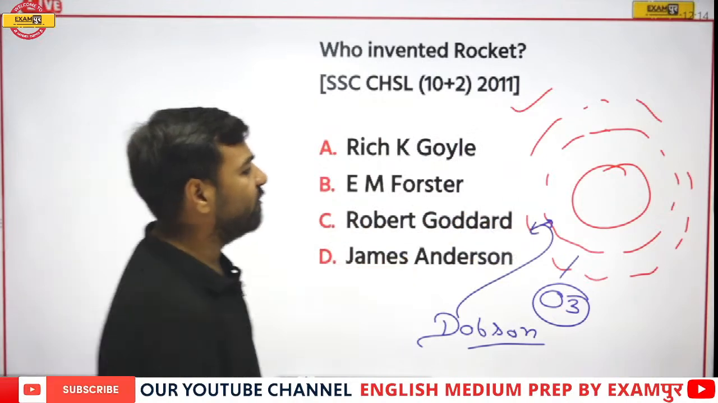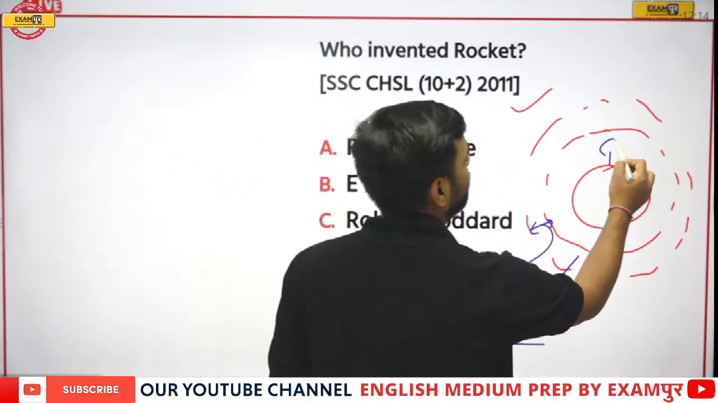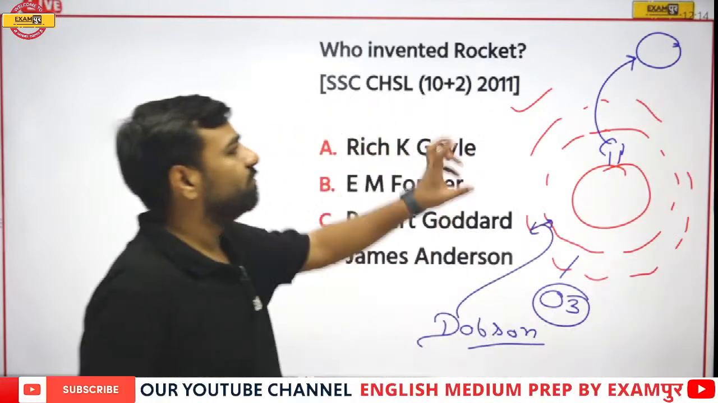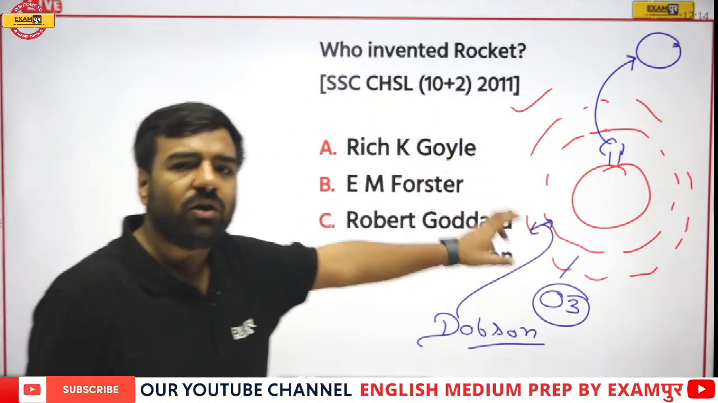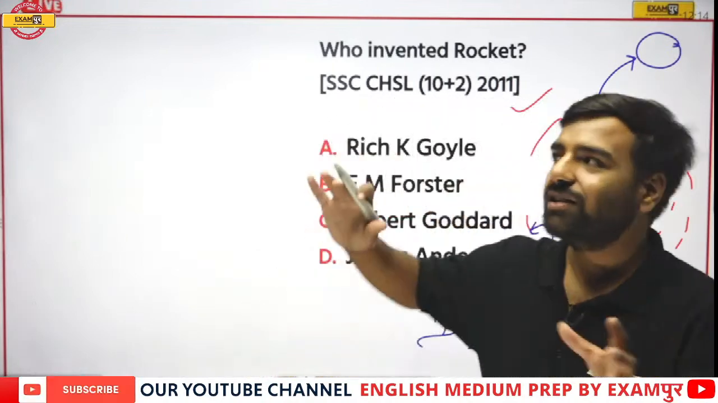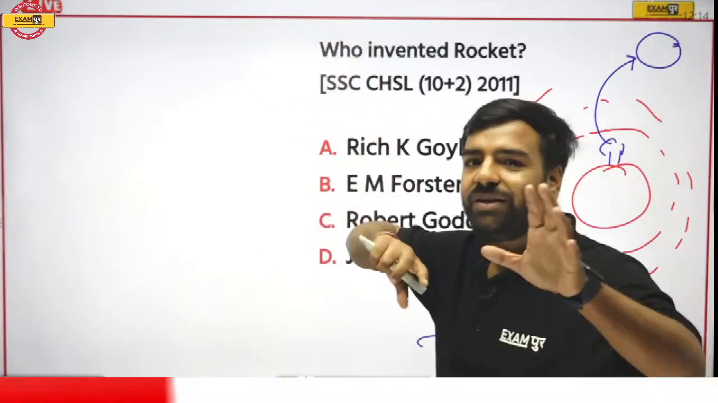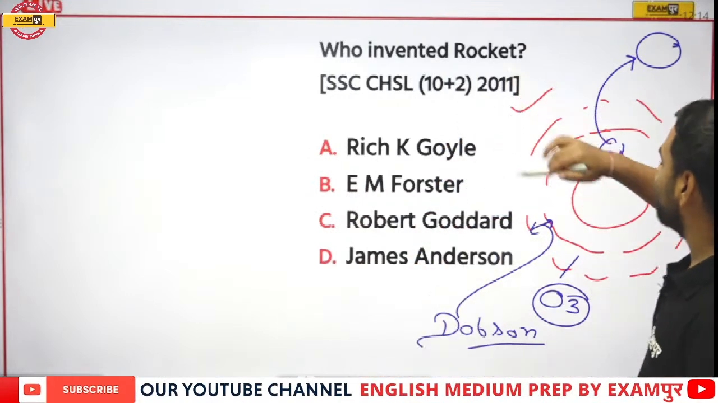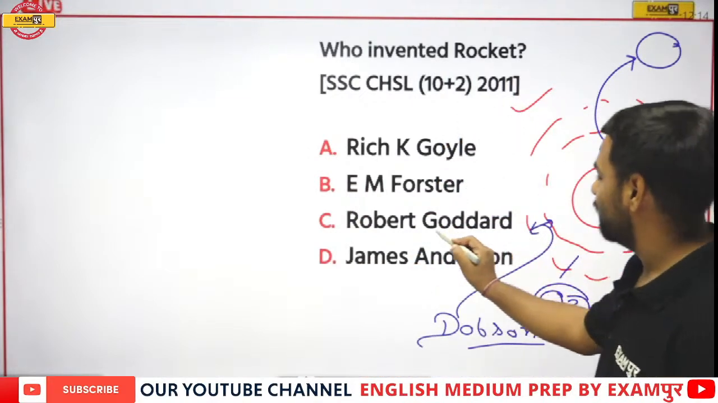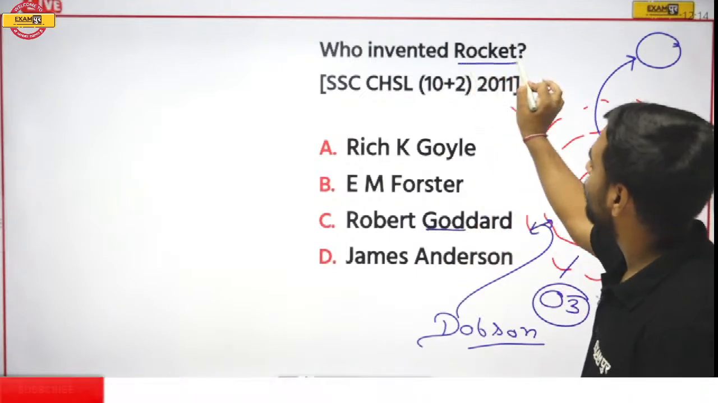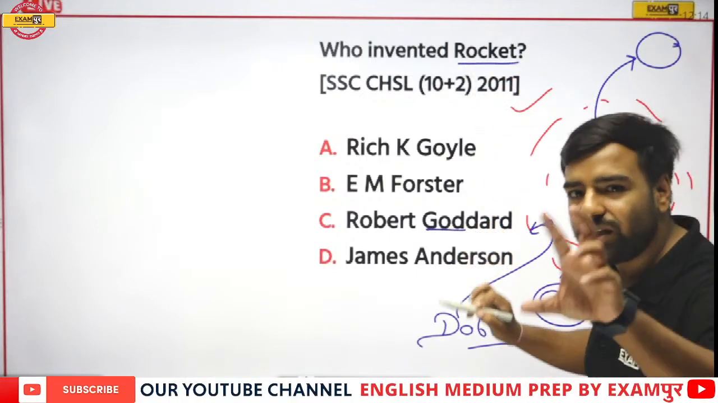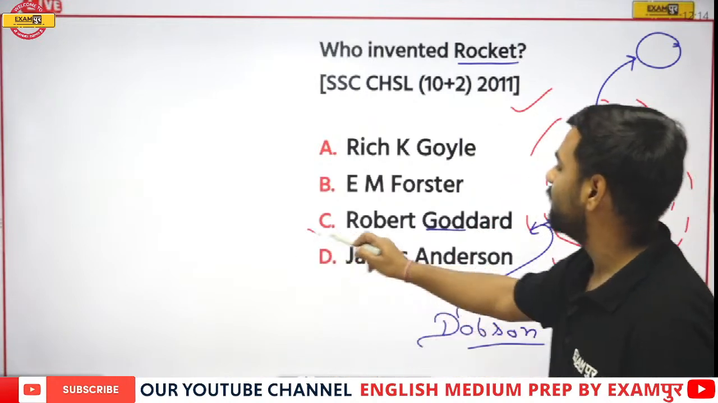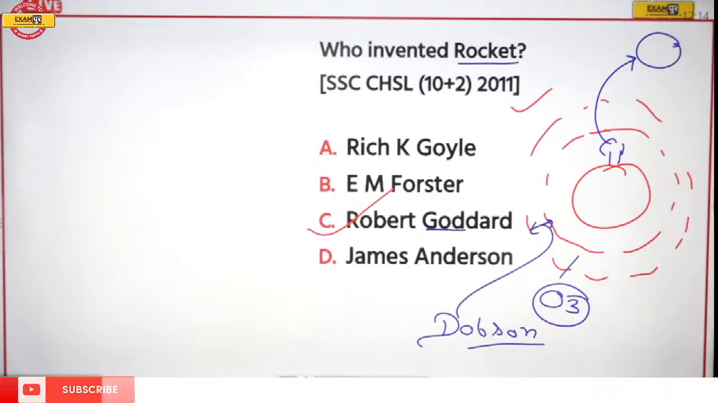Now if we have a rocket and we want to reach some other planet, or if I talk about God, we know that God is in the sky. Obviously God is in every part, but if I use a rocket, I can get near to God. Just have a look: near God. Using a rocket, I can reach near God. So you can relate the answer in this manner, and option C will be correct. That is Robert Goddard. Got my point?